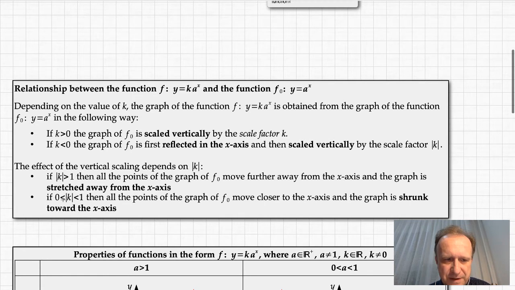On the other hand, if the modulus of k is somewhere between 0 and 1, it would mean that k itself is either greater than 0 and less than 1, or less than 0 and greater than negative 1. Then all the points of the graph of f sub 0 move closer to the x-axis, and the graph is shrunk toward the x-axis. So you see, either you stretch it or you shrink it. It depends on the modulus of k.